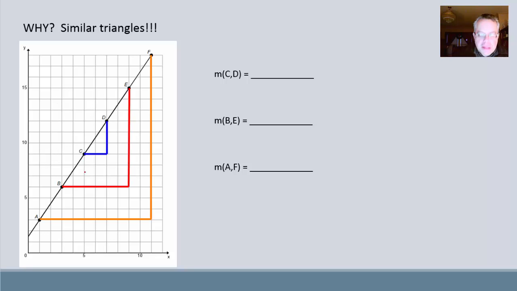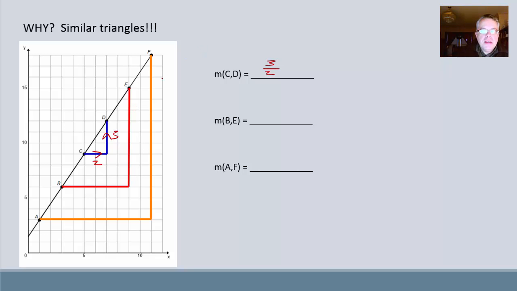So starting with C and D, here we go. Starting at C, we go to the right 2 units. So the run is 2, and then we go up 3 units to get to D. So the rise is 3. So the slope for CD is 3/2. Okay, that's already reduced, so we're finished with that one.